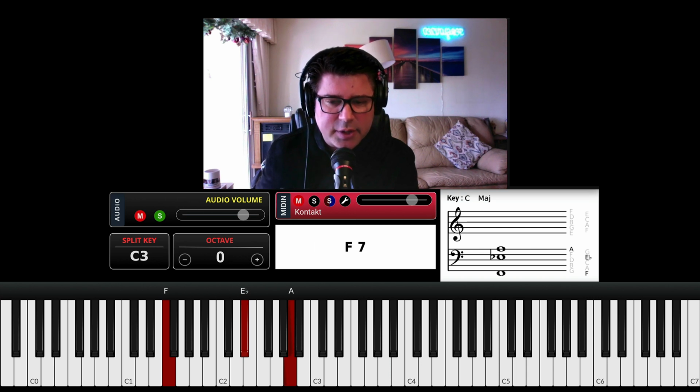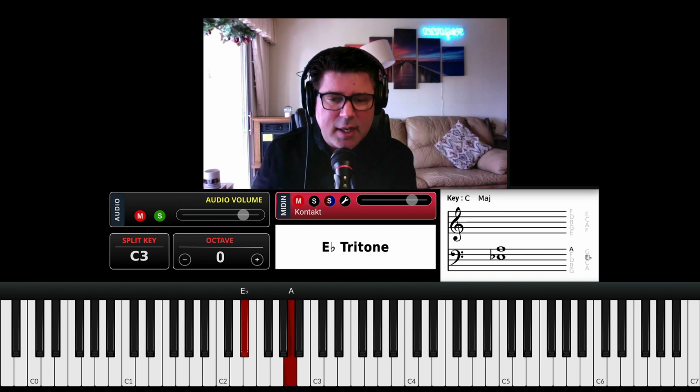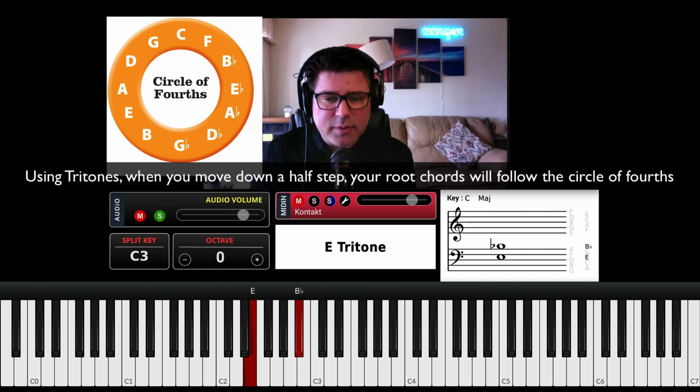So notice they switched. Before we were playing the 3 and 7 flat of E. Now we're playing the 7 flat and A of F. So notice when you go down a half step, you're actually moving up a fourth. So C to F, if we go down another half step, we'll be up a fourth to B flat.